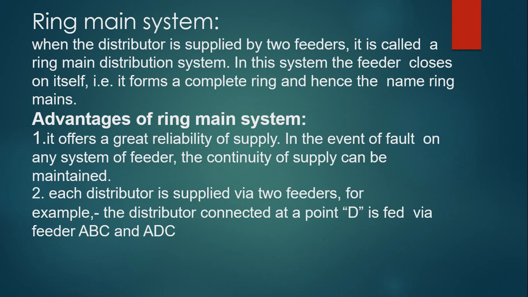For example, if you have a ring system, you can have an ABCD and you can have an ADC also, right? That distributor point is connected at point D. That is called a ring system.